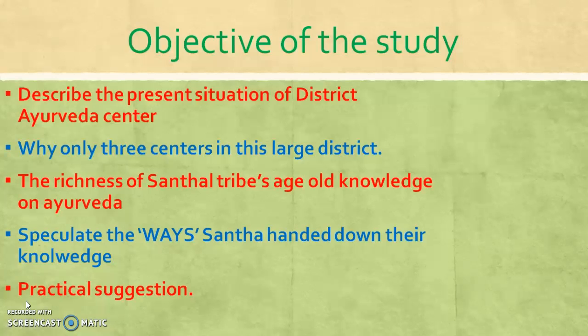The objective of my study is to describe the present situation of the district Ayurveda center and also study the reasons behind the second largest city in Nepal, having a high population, having only 3 Ayurveda centers in this large district. And the richness of the Santal tribe, their age-old knowledge of Ayurveda, and the ways Santals have handed down their knowledge of Ayurveda.